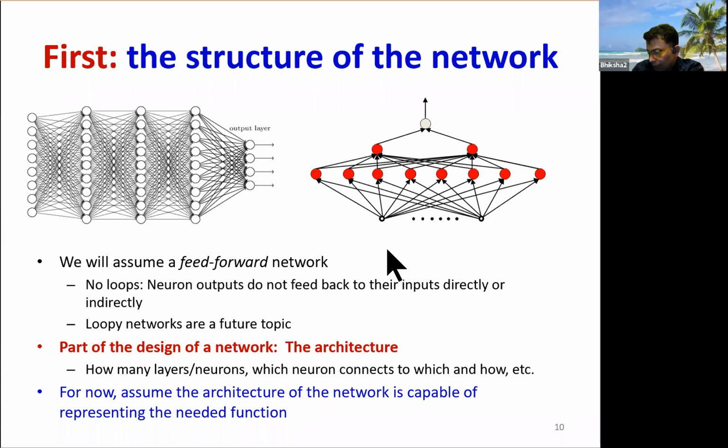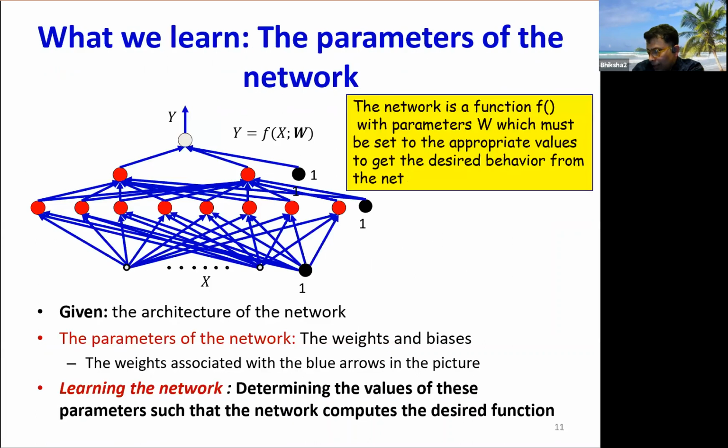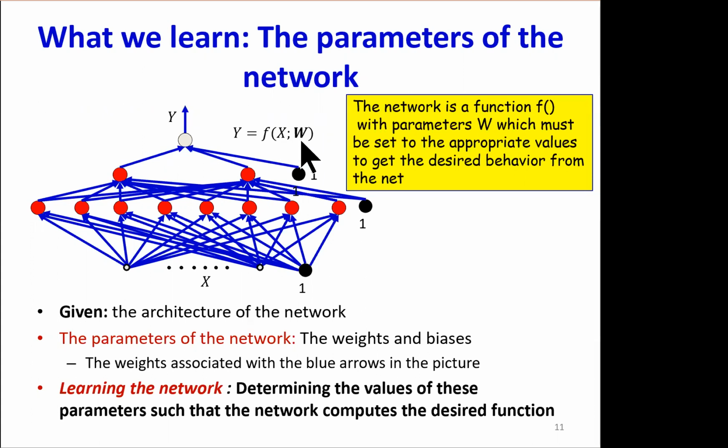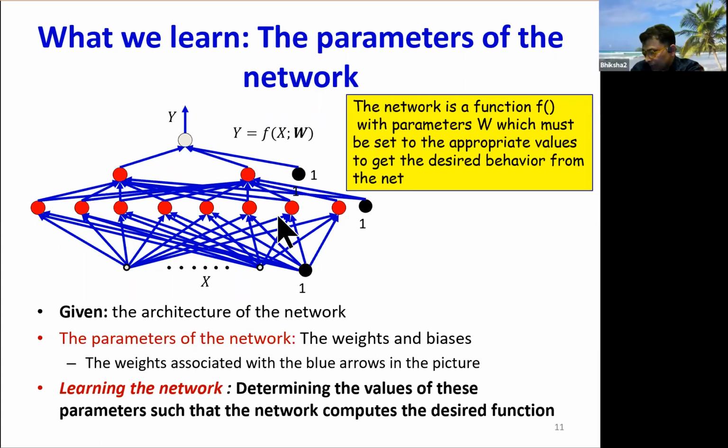So what we learn are the parameters of the network. The entire network is a function. It takes an input. It produces an output. The parameters of the function are the weights and the biases of the neurons in the network, which are represented by blue arrows over here. And because this is a function, it's a mathematical object. So I can represent it as f of x semicolon w, where x is the input and w are the parameters of the function, which are the network parameters over here.